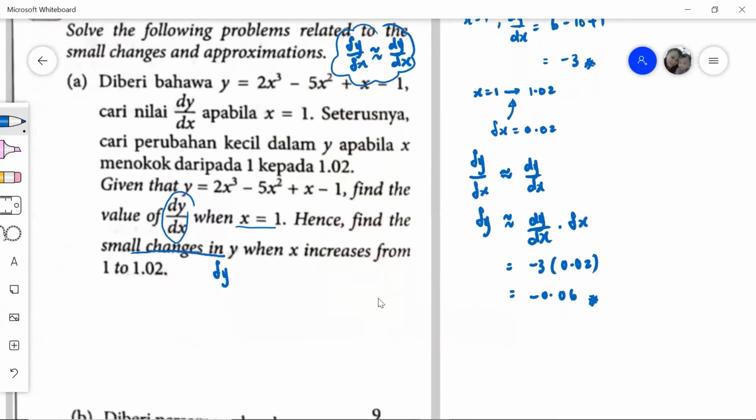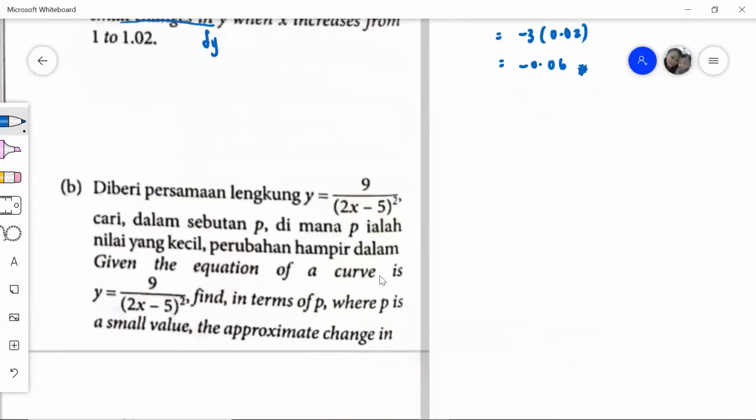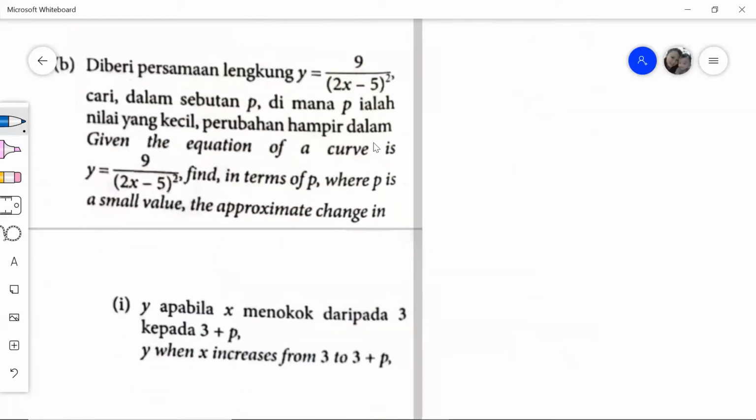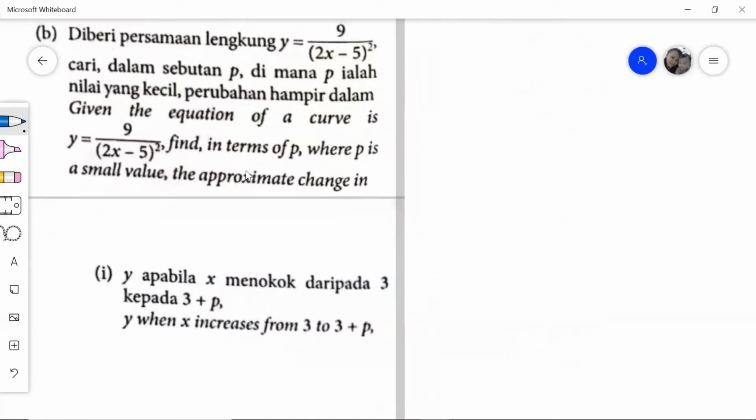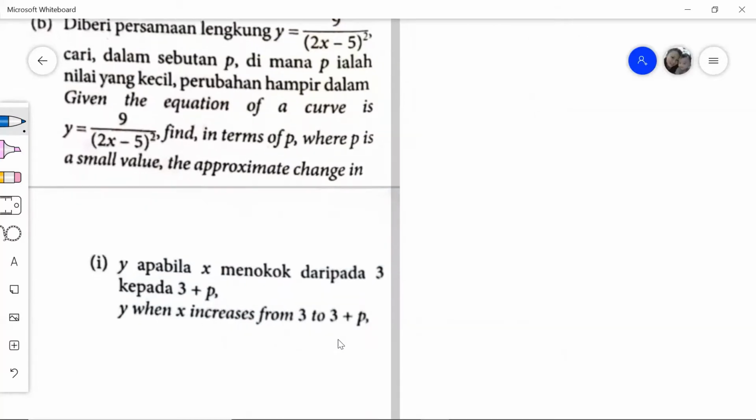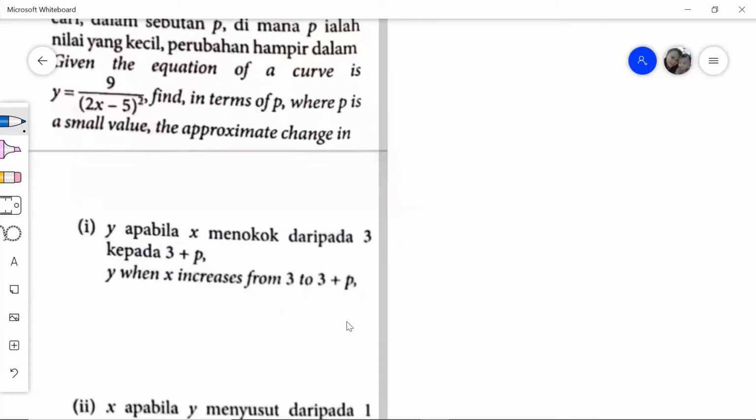Now let us move on to part B. In part B, we are given the curve and we find in terms of p, where p is a small value, the approximate change in y when x increases from 3 to 3 plus p.